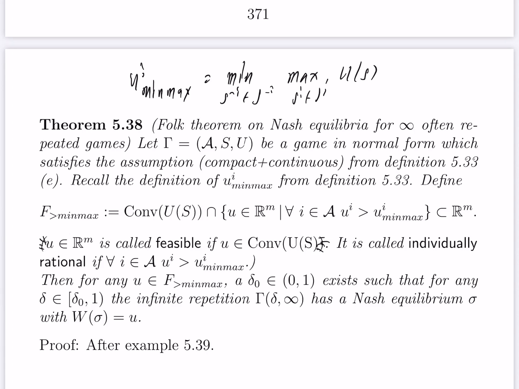So now consider such a value which is feasible and individually rational, so it's in F bigger min-max. Then the theorem says that there exists a discount rate delta 0 between 0 and 1, such that for any discount rate delta between delta 0 and 1, the infinite repetition of the game Gamma with discount rate delta has a Nash equilibrium sigma with this given utility value U. So this is a precise theorem, and we will see first some examples, and we will also see by the examples why this can realize cooperation.